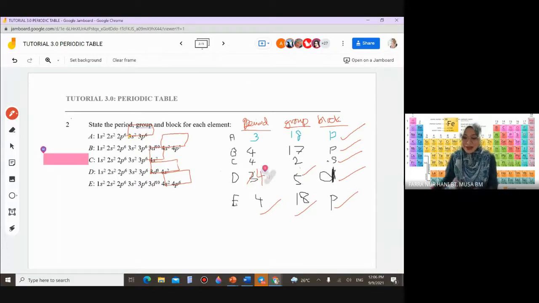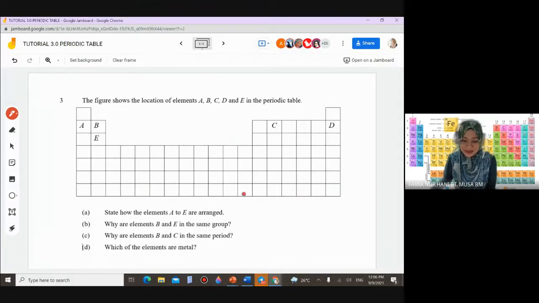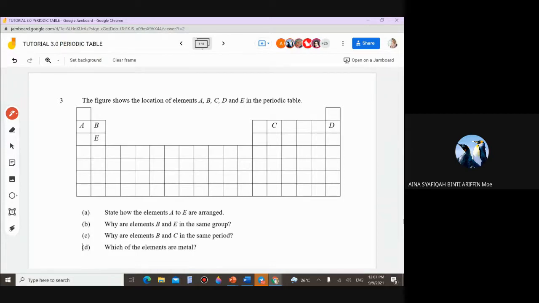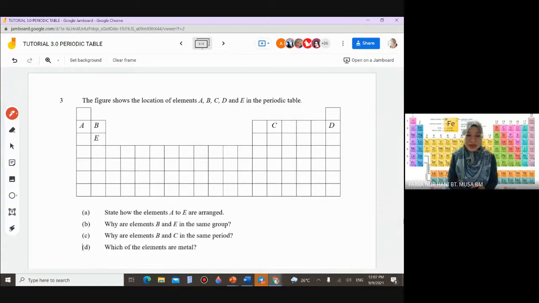Okay, alright, very good. Okay, next. Habis dah ni. Yang ni simple saja. State how the elements A to E are arranged. Macam mana periodic table is arranged? A to B, C, D, E are arranged in? What's the answer? Addition of proton number, ataupun increasing proton number. Yes. Okay, macam tu aja.